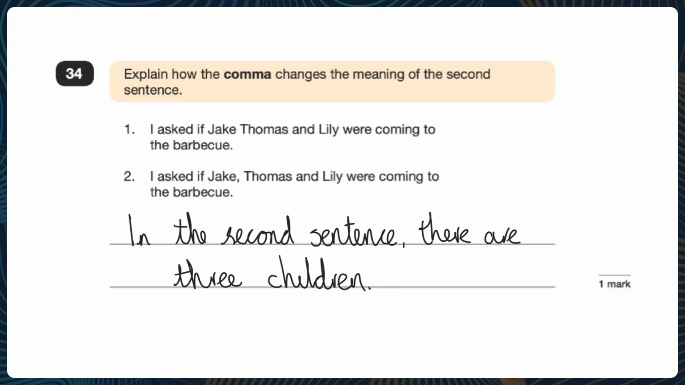So again, the hardest bit with this is that some of you will spend forever explaining sentence 1 and sentence 2 and end up writing down here. We don't want to do that. We just need to explain how the comma changes the meaning of the sentence. And all the comma does is change the fact that there are 2 children in this sentence and there are 3 children in this one.